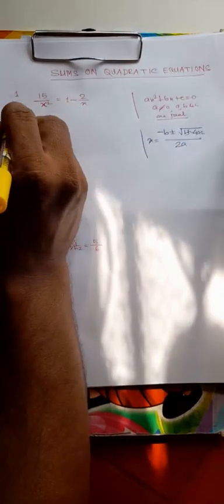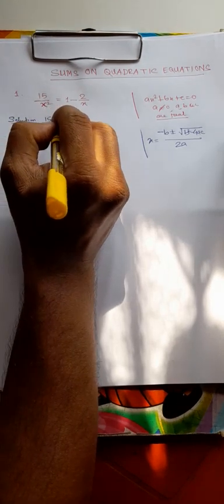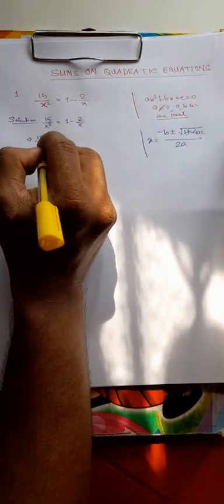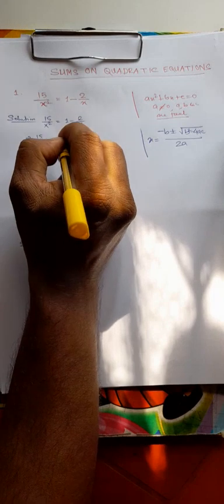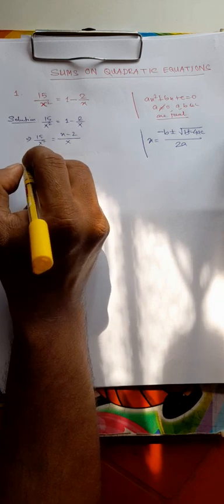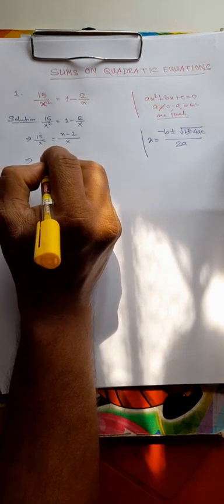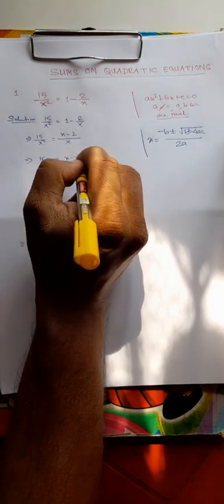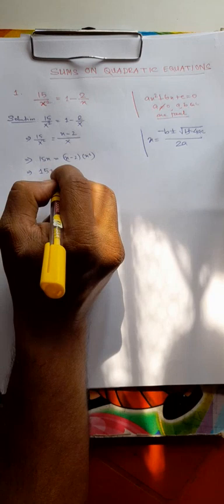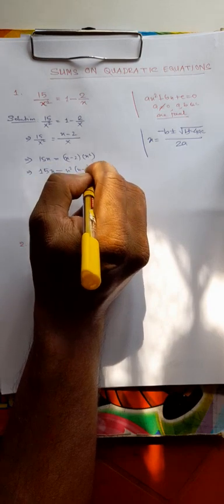So let's solve this equation. Solution: 15 by x square equal to 1 minus 2 by x. This implies that 15 by x square equal to x minus 2 by x, right? Now you see this becomes 15 into x equal to x minus 2 into x square. So this becomes 15x minus x square into x minus 2 equal to 0, right?